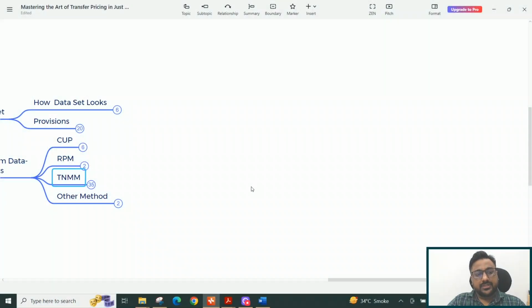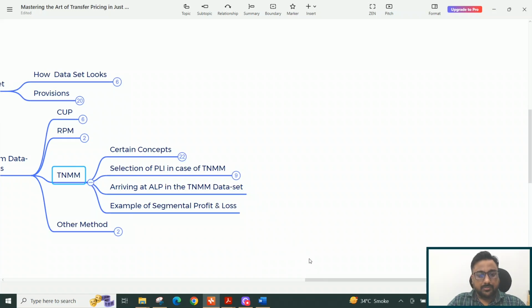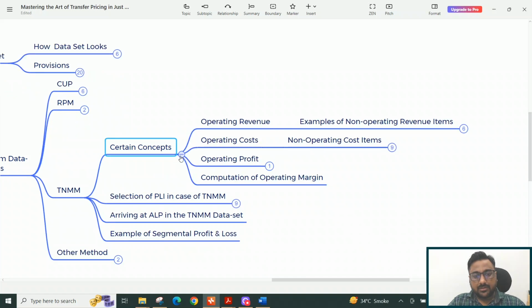Now friends, we come to the transactional net margin method. Before getting into the ALP computation under the transactional net margin method, we are also required to understand certain concepts that we use to compute the arm's length price. So what are these concepts? First is operating revenue.